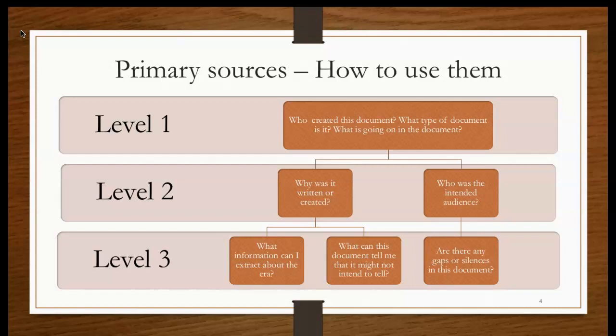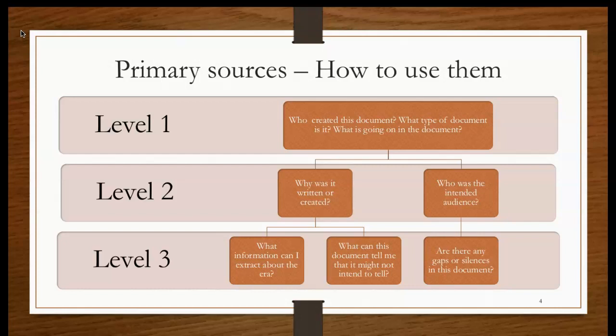You also want to think about the even deeper level questions, level 3 questions. What information can you extract about the era, about the time in which it was written or created? What can this document tell me that it might not intend to tell? Is there anything surprising to you in this document? We have to read between the lines a little bit sometimes. Maybe the author didn't really intend this, but we can infer from the language that they use the position or the perspective that they are offering.